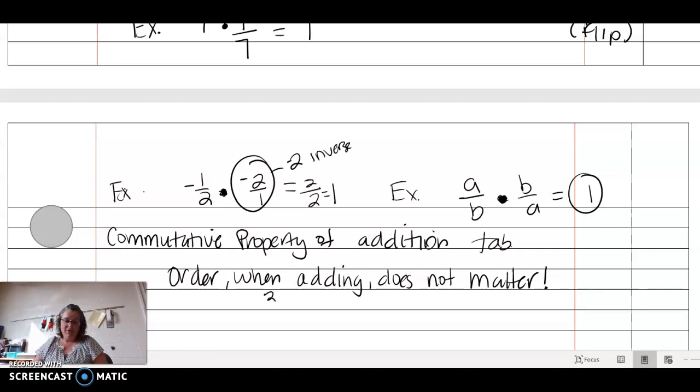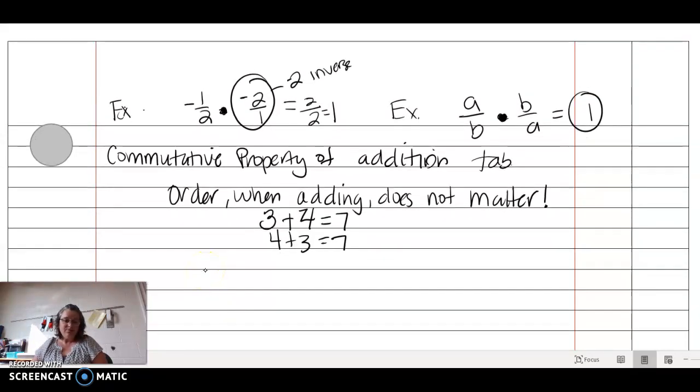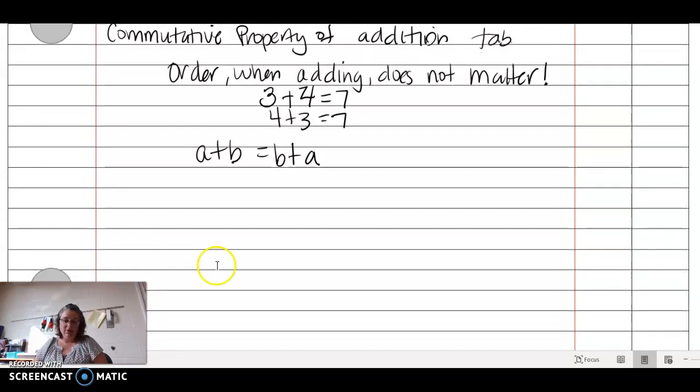So for example, and we've seen this before and it makes sense, 3 plus 4 is 7. But if I switch the order of 3 plus 4, 4 plus 3 is still 7. I switched the order when I was adding. Does not matter. We get 7 in the end. So if I do this with variables, let's say I have a plus b is the same thing as b plus a. No matter what number I put in there, it doesn't change the value. So I'm going to put down order does not matter with addition.